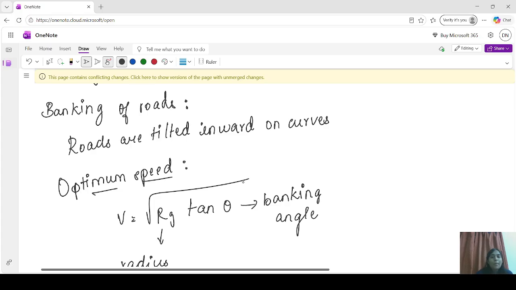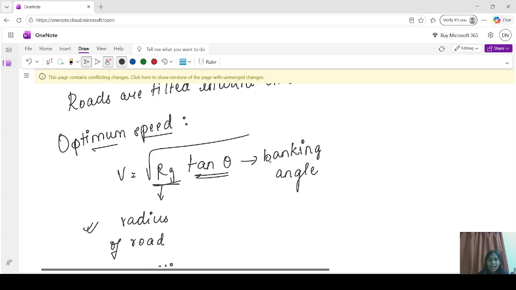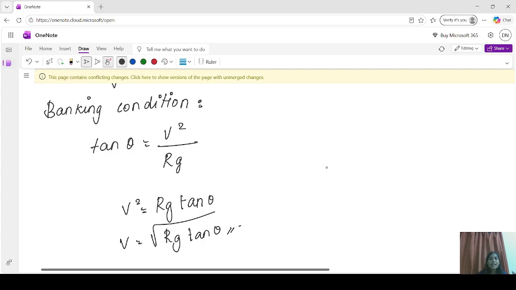Now, banking of roads. The roads are tilted inward on the curves. Yes, right? The roads are actually tilted inwards on the curves. So the advantages of these are less dependence on friction and greater safe speed. What is the optimum speed that is okay on these kinds of roads? That is v is equal to square root of r g tan theta. r represents the radius of the road, g represents acceleration due to gravity and theta represents the banking angle.